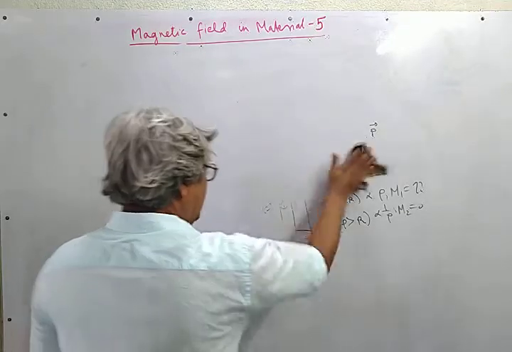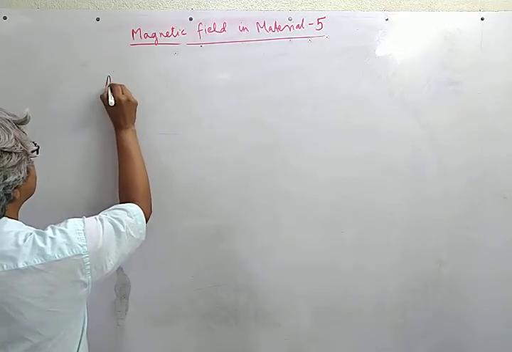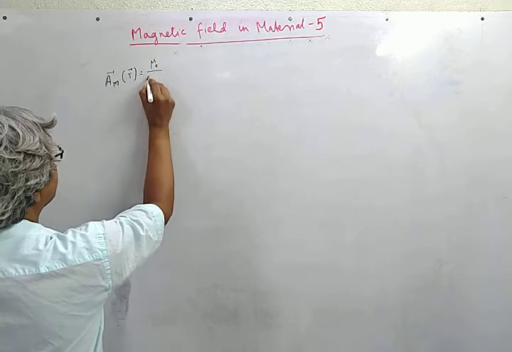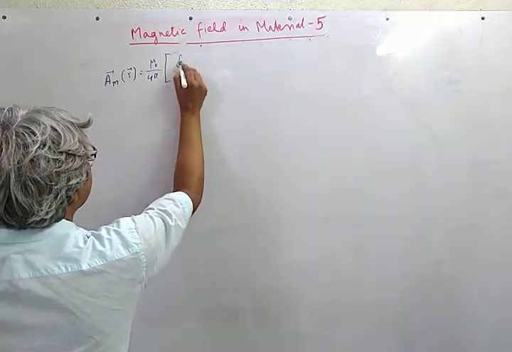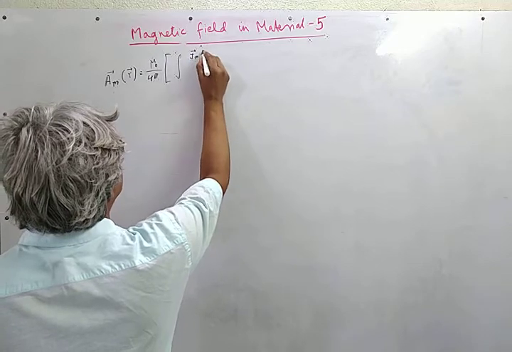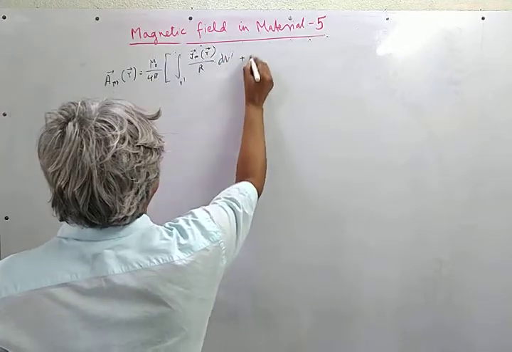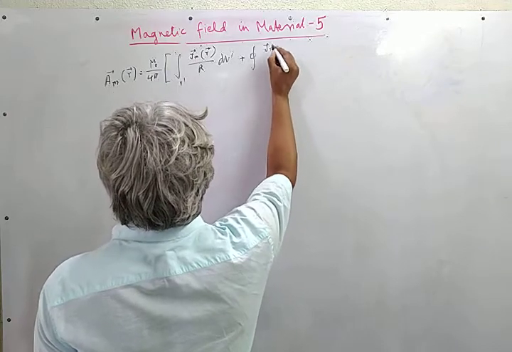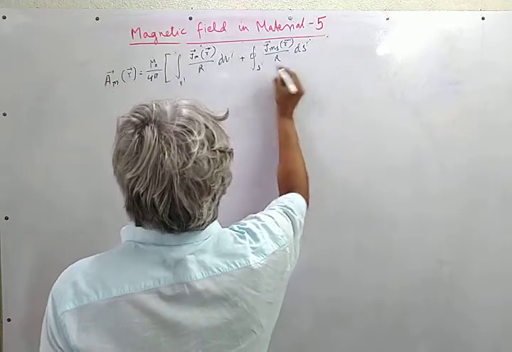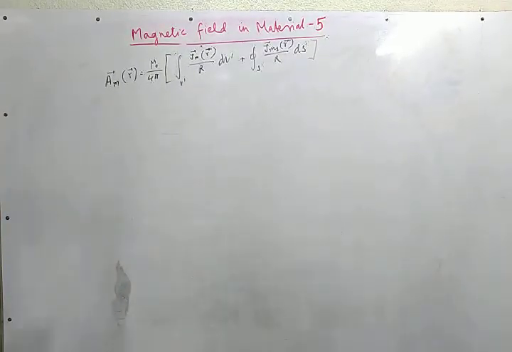If we recall the magnetic vector potential approach, the magnetic vector potential at a field point r is given by mu 0 upon 4 pi, first the volume distribution, and then the surface distribution, where Jm and Jms are related to curls of M.